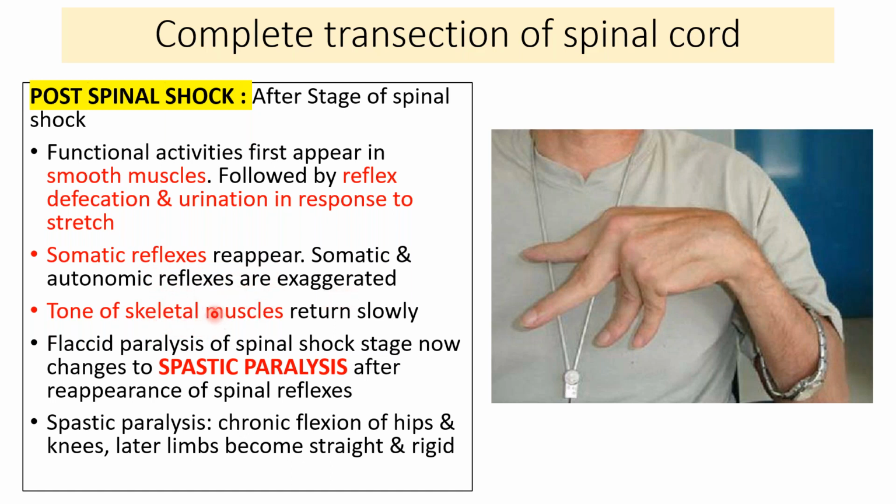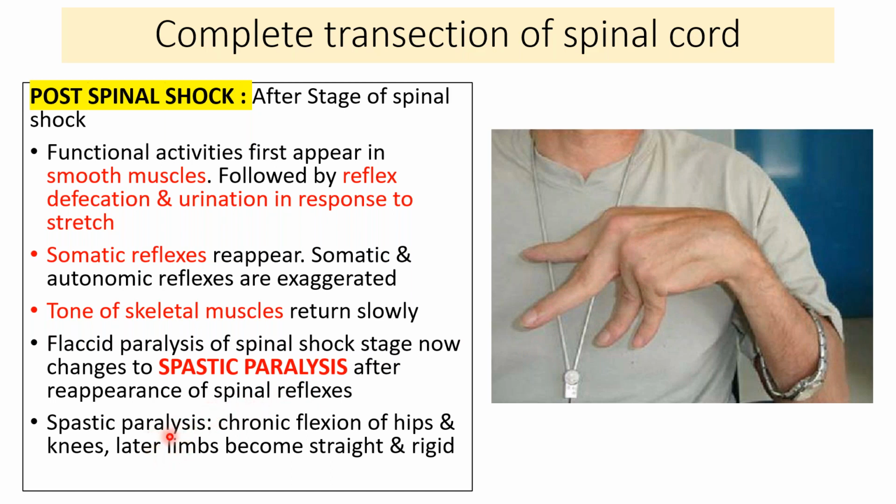Then the tone of the skeletal muscle is last to return, slowly. So the tone of skeletal muscle will slowly return. So from the flaccid paralysis, what will happen? Spastic kind of paralysis will appear. So this is a spastic paralysis. This is reappearance of the spinal reflexes.